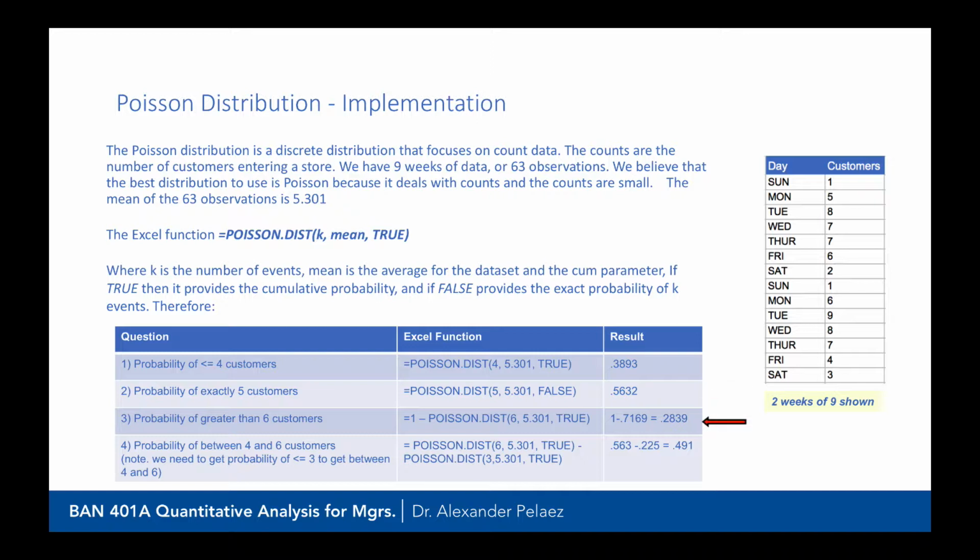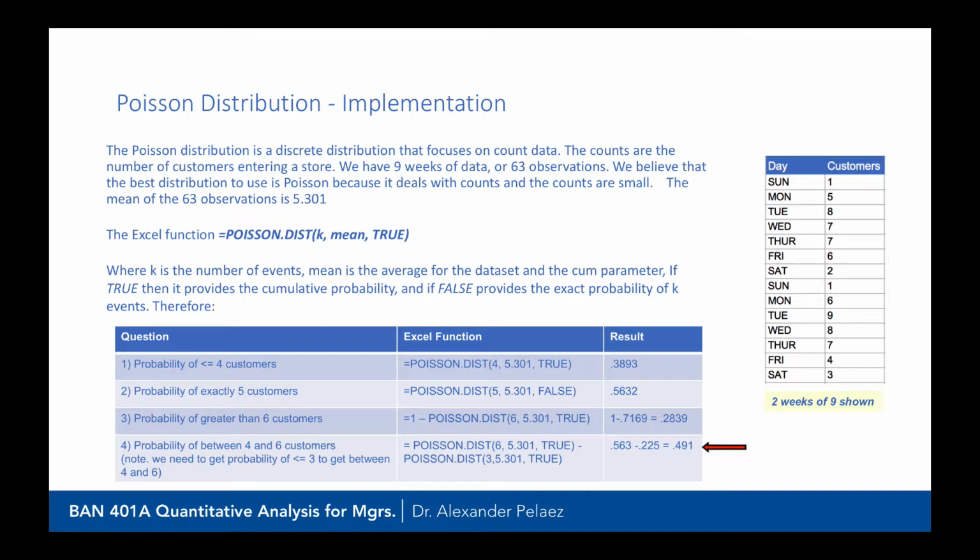If we're looking for probability of greater than 6 customers, then what we do is we are going to first look for the Poisson distribution of getting 6 customers or less. So that would be the Poisson.DIST 6, 5.301, and then true. Now, that will give us 6 or less. So what we want is, since we want greater than 6, we would do 1 minus that, and that'll give us 0.2839.